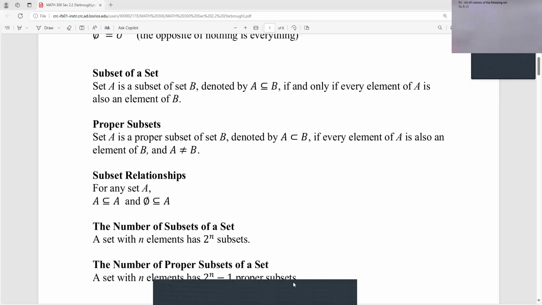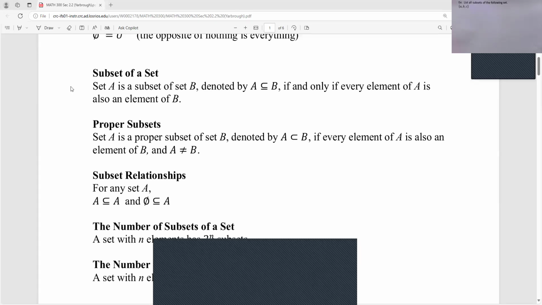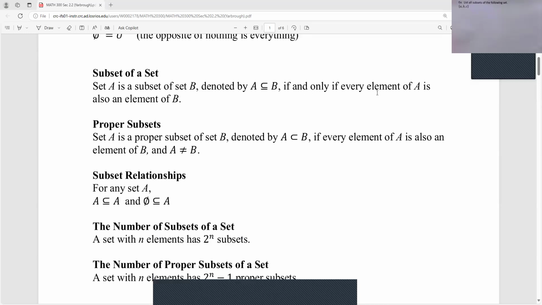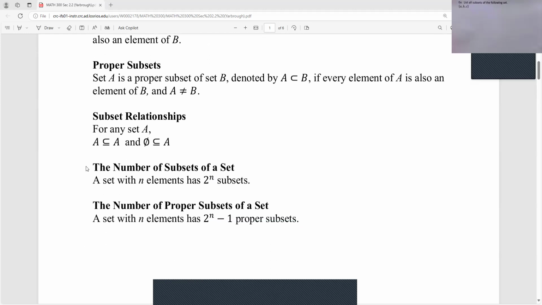Reminding ourselves the definition of subset. A is a subset of B if and only if every element of A is also showing up in B. But how many subsets does a set have? Look at this right here. A set with n elements has 2 to the power of n subsets. It's going to be important right here.